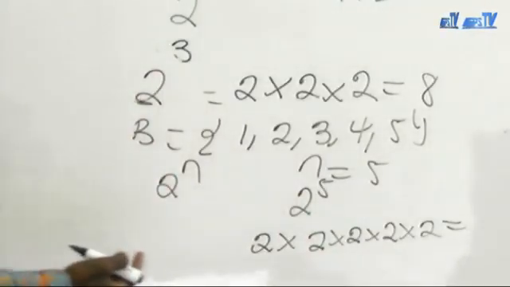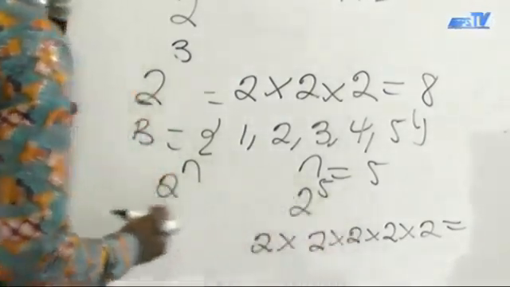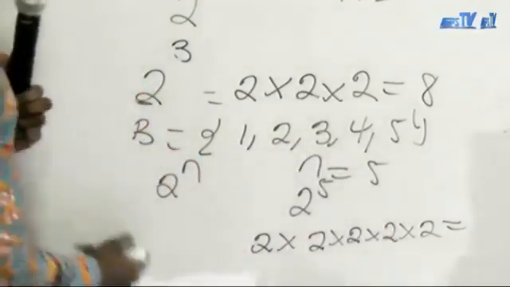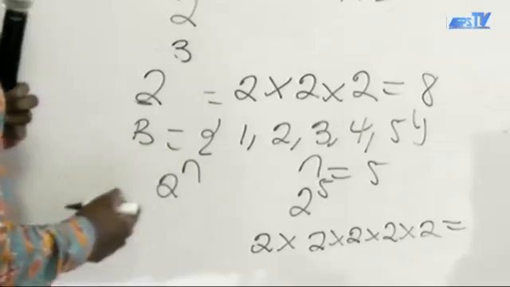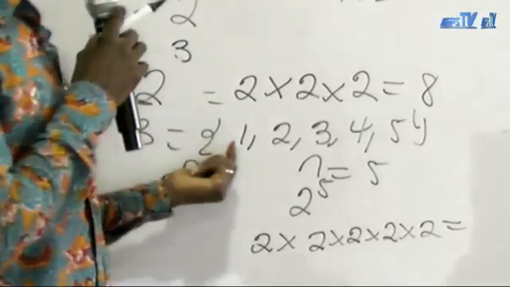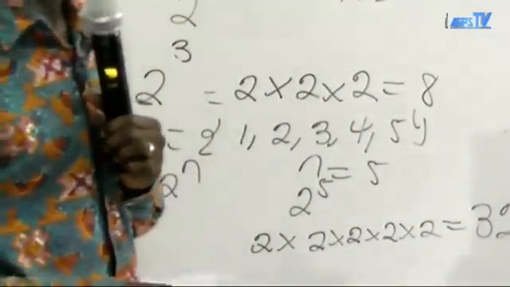And so 2 times 2 will give us 4. 4 times 2 will give us 8. 8 times 2 will give us 16. And 16 times 2 will give us 32. So it means that if you have set B, 1, 2, 3, 4, 5, we can form 32 different subsets from this set B.